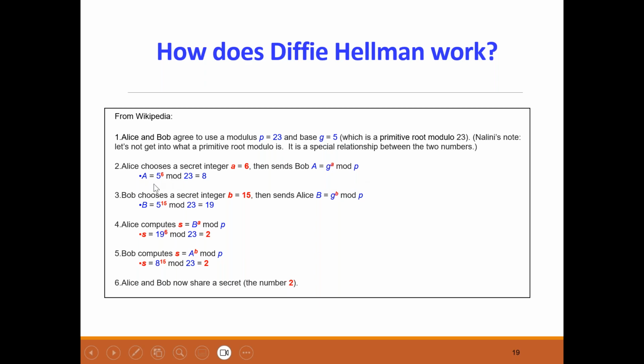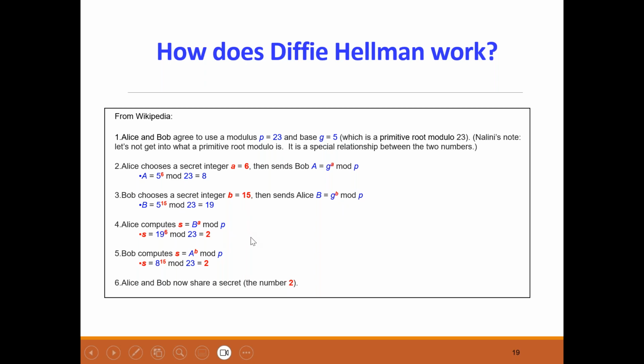So for example, if I've chosen A as 6, then I say 5 to the 6th mod 23, that equals 8. Then Bob chooses another secret integer. He says 15. So he says B is G to the power of B mod P. So 5 to the power of 15 mod 23 is 19.